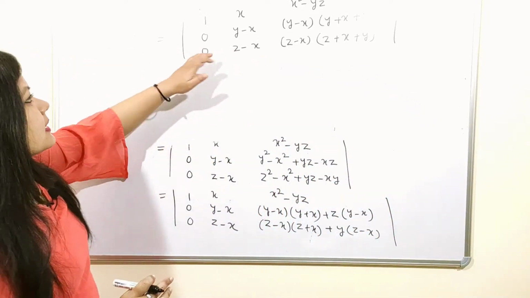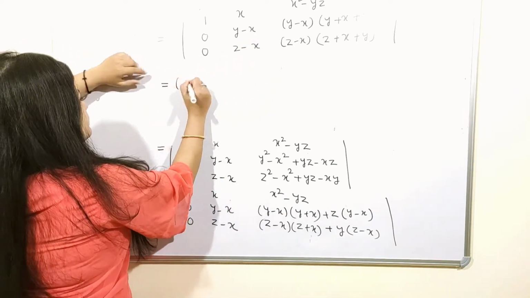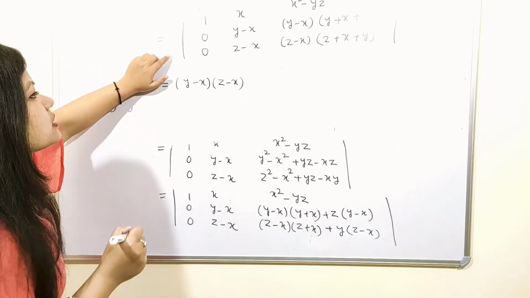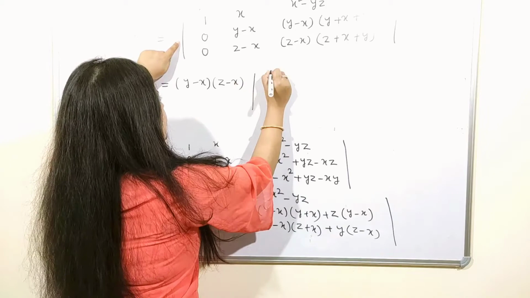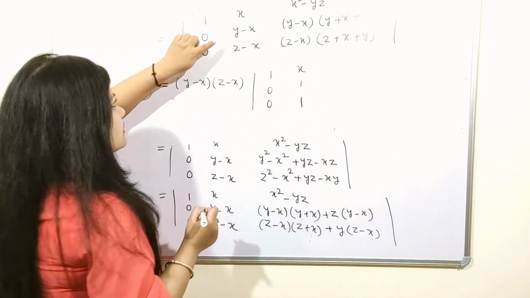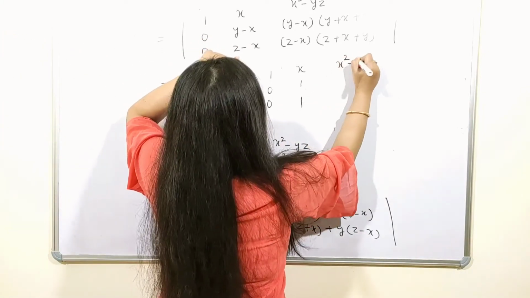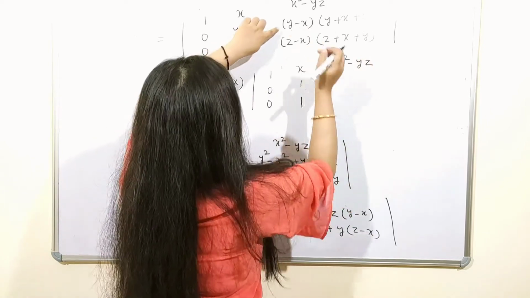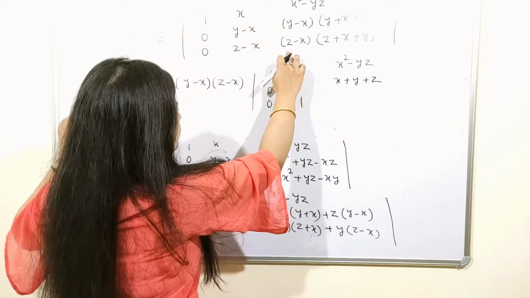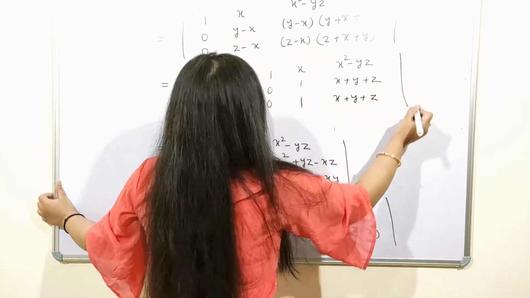Now see here y minus x is a common value, and z minus x is a common value. So take y minus x and z minus x in front of the determinant, and the determinant becomes 1 0 0. This becomes 1 and this becomes 1. Then x square minus yz, and it becomes x plus y plus z. Taking the common z minus x, the remaining values are x plus y plus z.